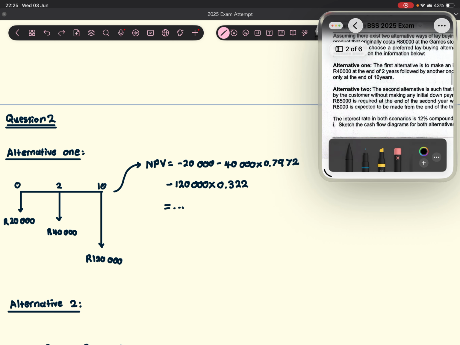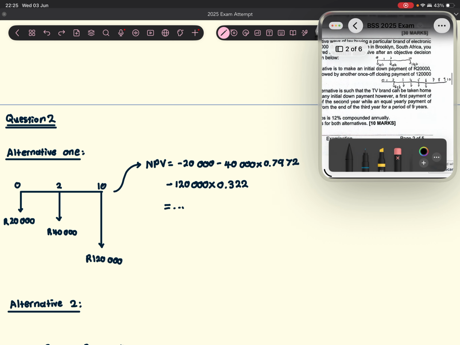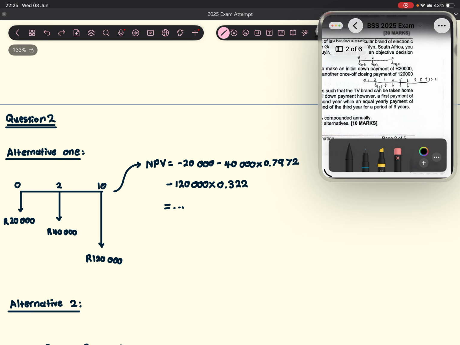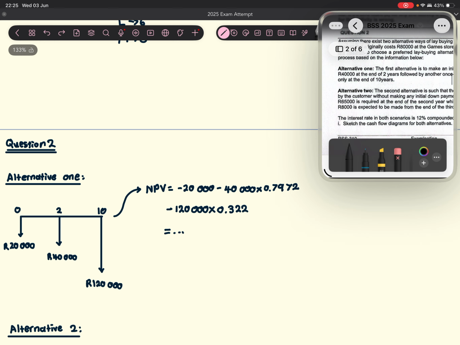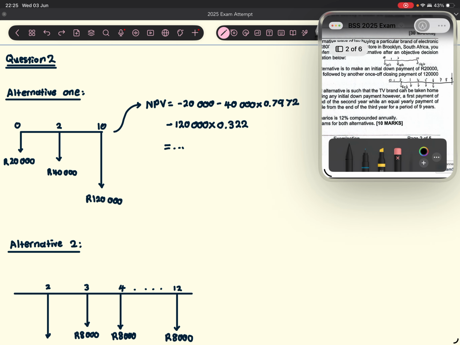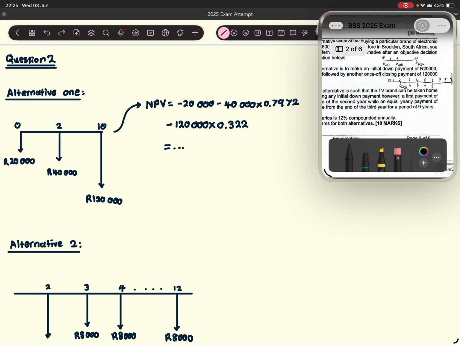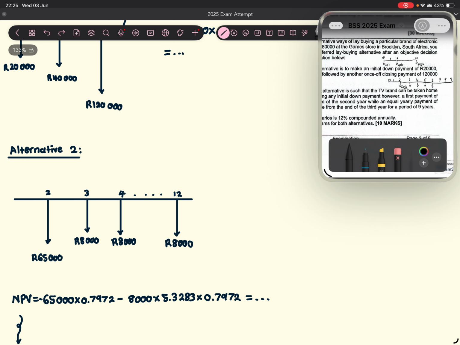Then for alternative 2, we're told that we don't make an initial down payment, but we make a first payment of 65,000 at the end of the second year, while an equal yearly payment of 8,000 is expected to be made from the end of the third year for a period of 9 years. So we start with the first payment of 65,000 at the end of year 2, and then from year 3 and continuing on for 9 more years, we make a payment of 8,000, right?